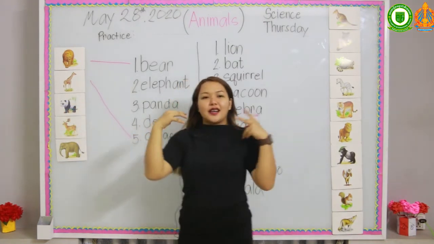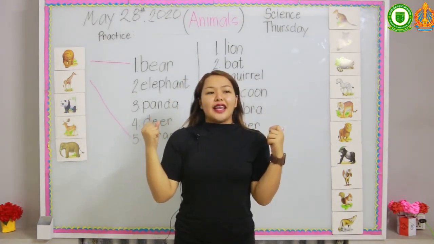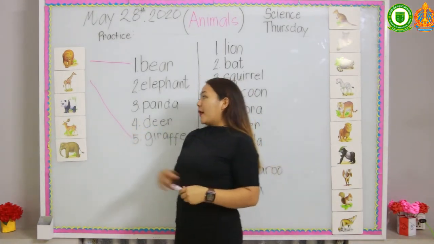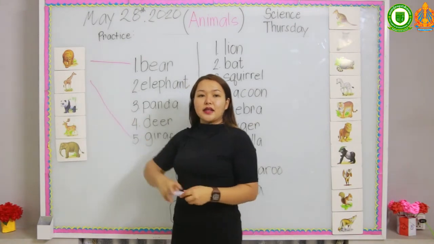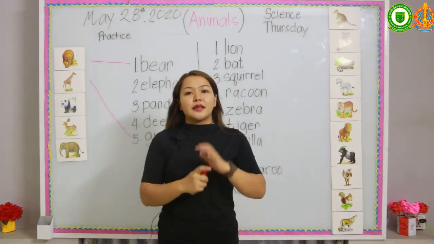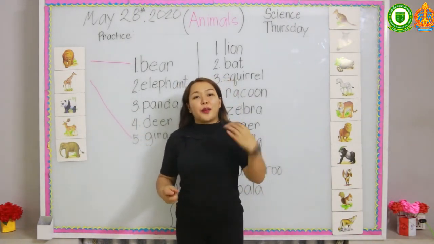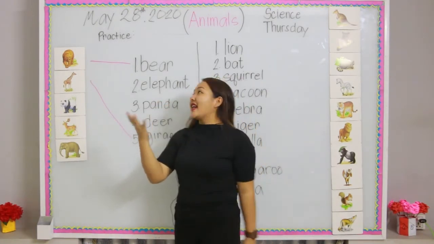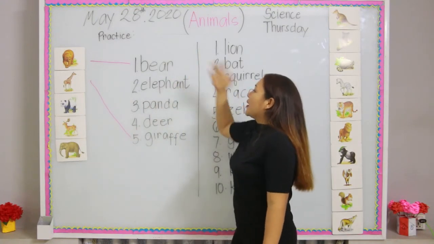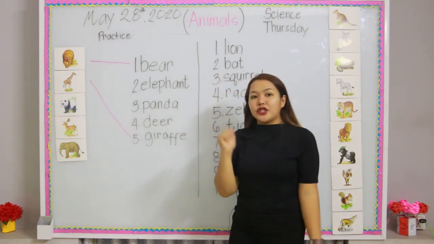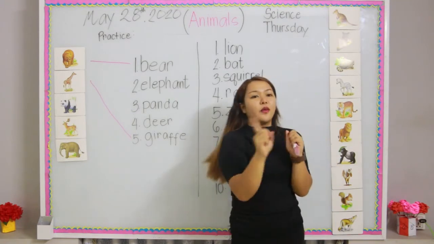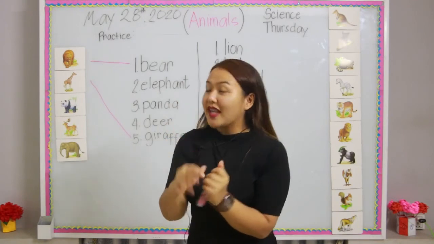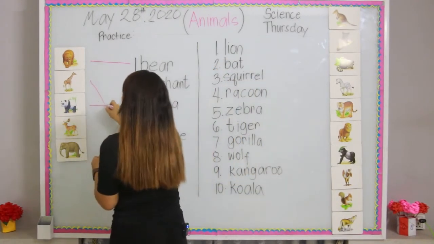panda. It is a cute, cuddly animal which is black and white. But you know, kids, when these pandas are born, the color is pink. It is pink, but when they grow, it becomes black and white. So that's panda. So I'll read the options: bear, elephant, panda, deer, and giraffe. So the answer is 1, 2, or 3. Number 3. That's right. So let's draw a line.